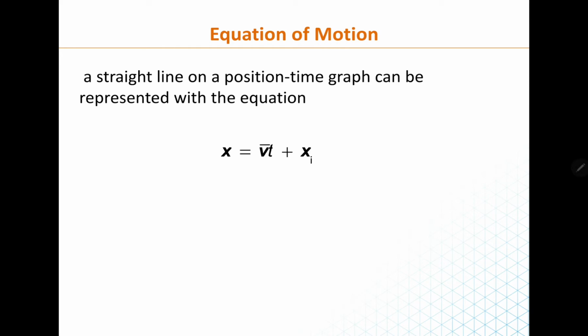Equation of motion. A straight line on a position time graph can be represented with the equation x equals vt plus x initial. With this equation, we can find the position instead of using the position time graph. We can find the position, velocity, time, or x initial with this equation.